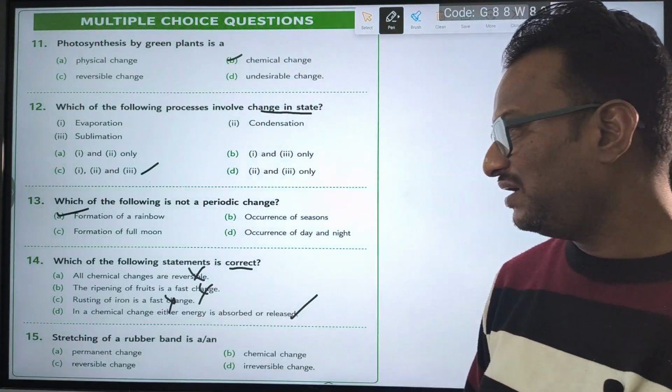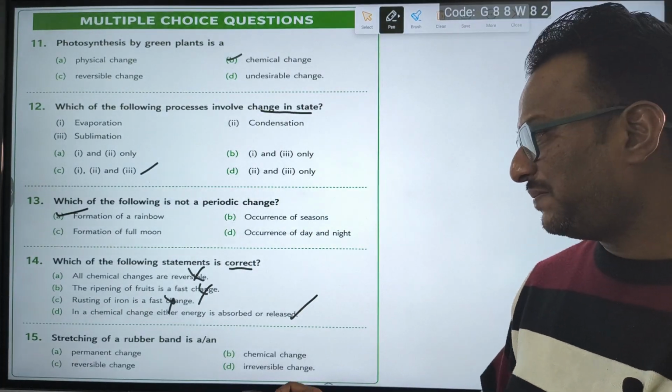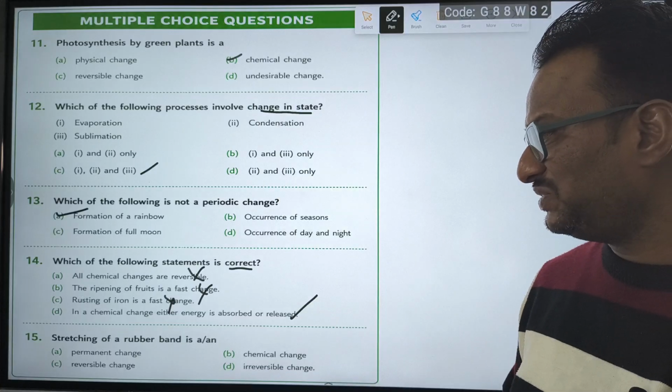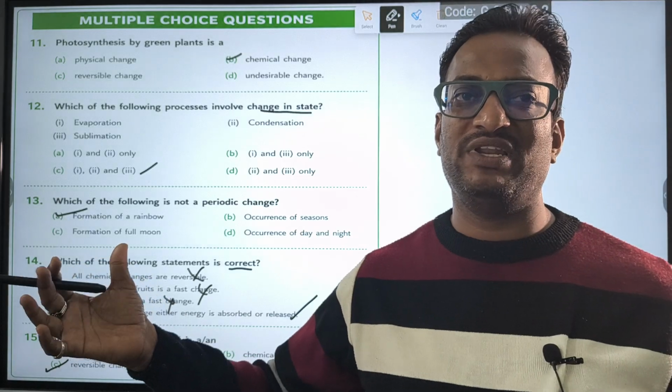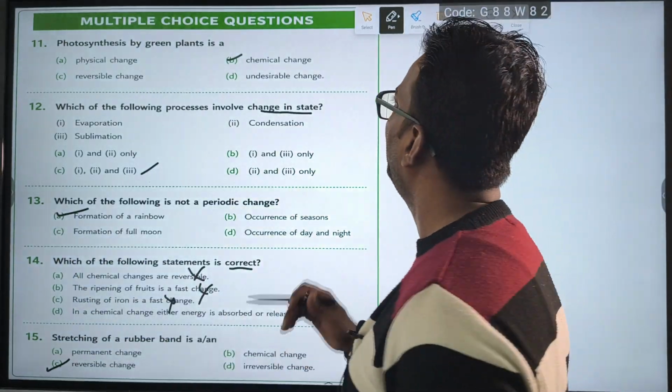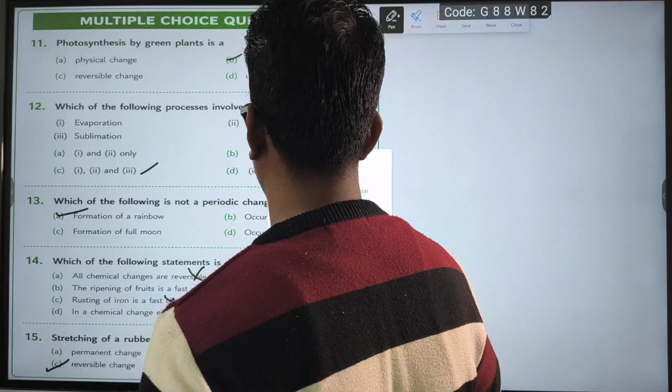Stretching of a rubber band is a dash. Is it a permanent change, chemical change, reversible change or irreversible change? It is reversible. Once you stretch the rubber, if you leave it, it will come back. It is a reversible change.